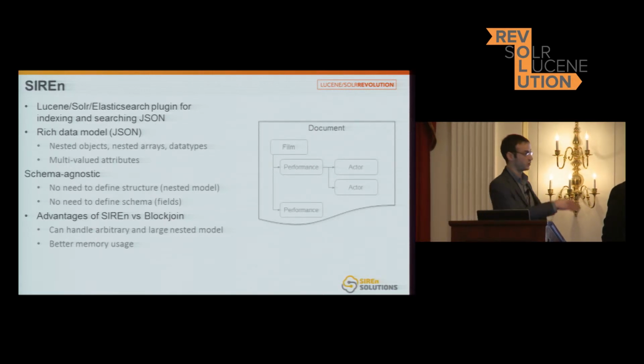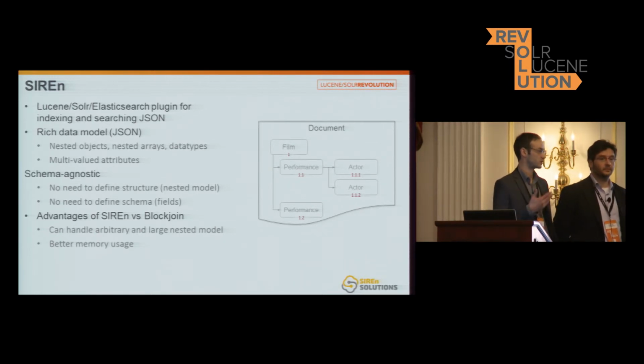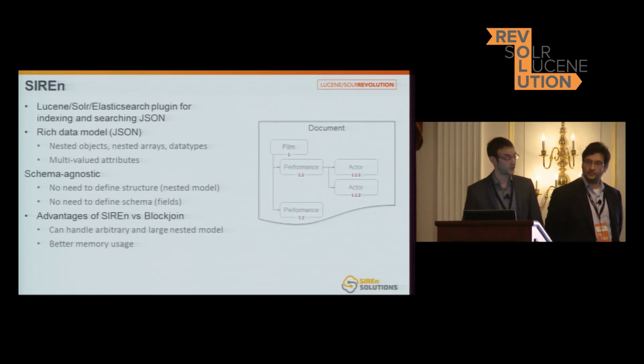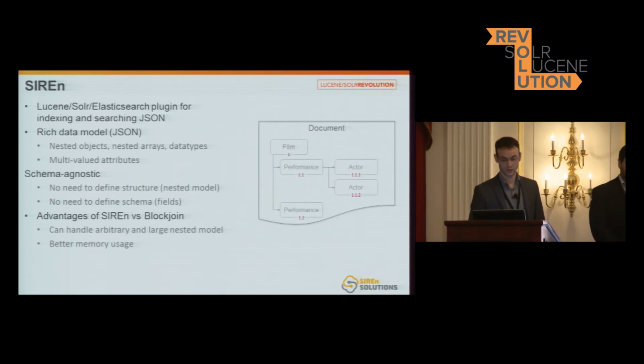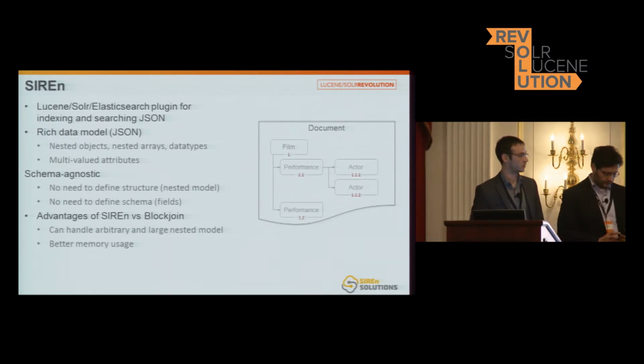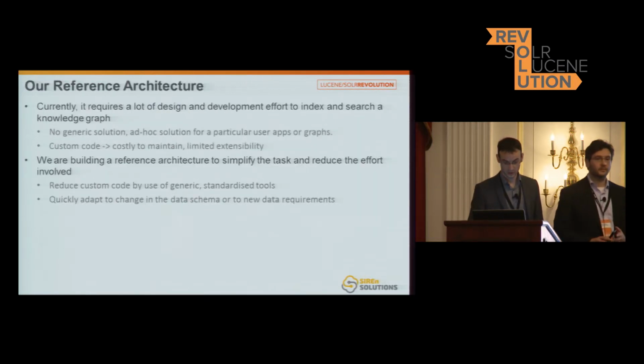So you have a film with multiple performances, and each performance has multiple actors, and what it will do is annotate each entity with a specific ID. The particularity of this ID is that it encodes the relationship between all the entities, the ancestor-descendant relationship. You just have to match, for example, the film with ID 1 and the actor with ID 1.1.2, and see if there is an overlap, to detect if it's an ancestor-descendant relationship. I will not describe in more detail how SIREn works. If you're interested, you can watch the talk from last year's Lucidworks Revolution. There is a full talk on this.